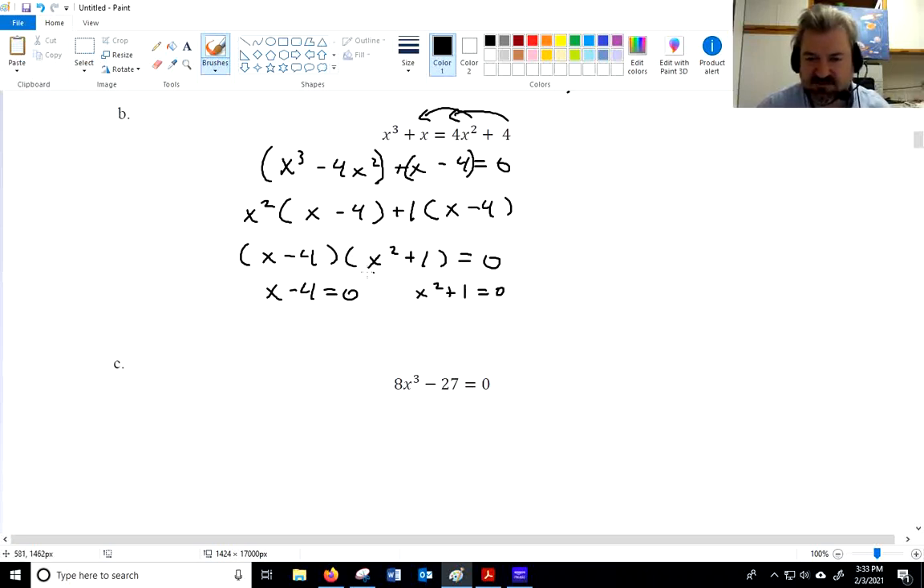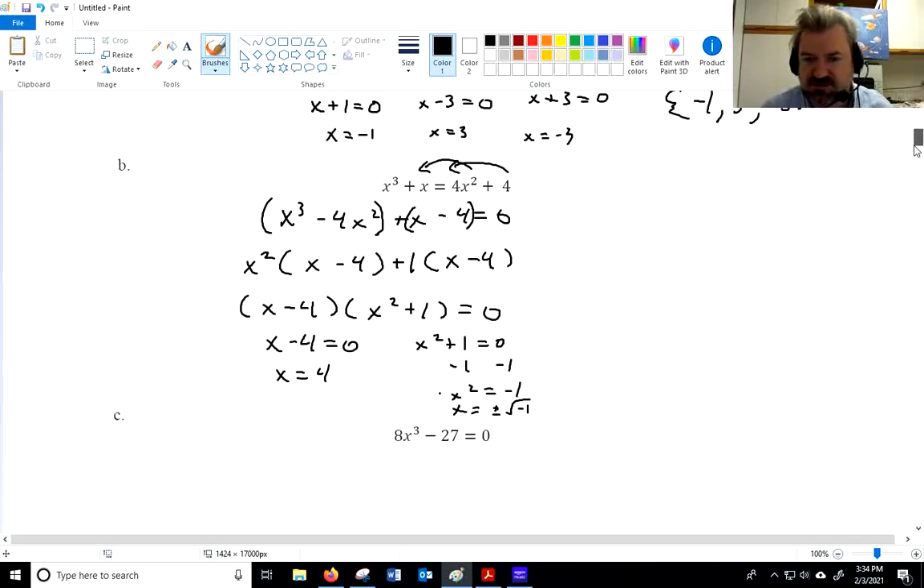I can't factor this, though, because it's not a difference of two squares. This is x squared equals 4. I can subtract 1 from each side and take the plus or minus square root, right? Now, if we're dealing with complex numbers, we are going to say that that's plus or minus i.